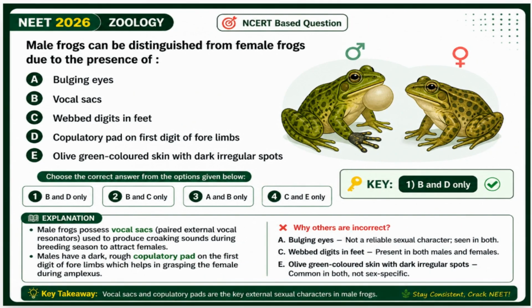Male frogs can be distinguished from female frogs by the presence of vocal sacs, used for croaking, and the copulatory pad on the first digit of the forelimbs, used for grasping. Therefore, B and D only is the correct answer, option 1.